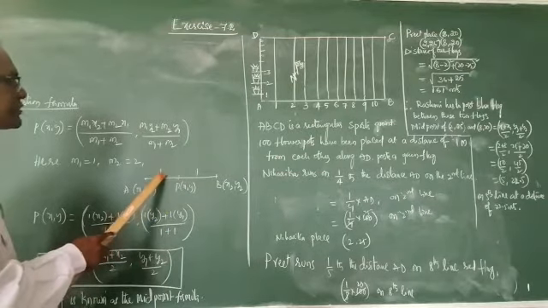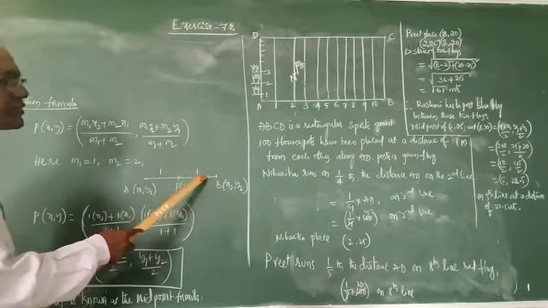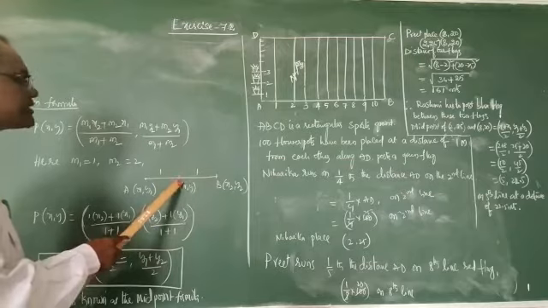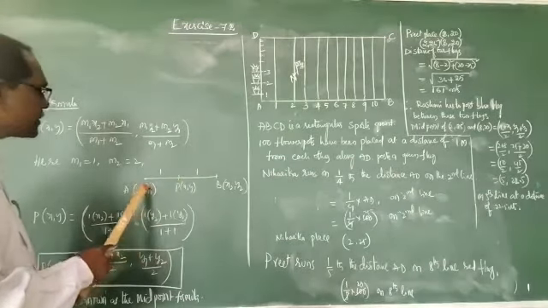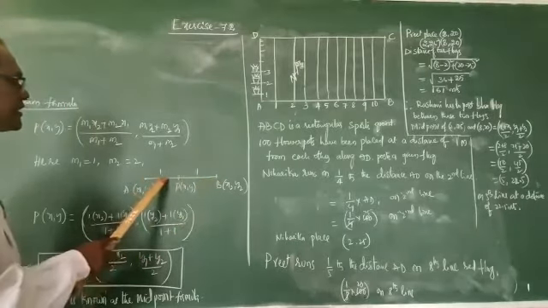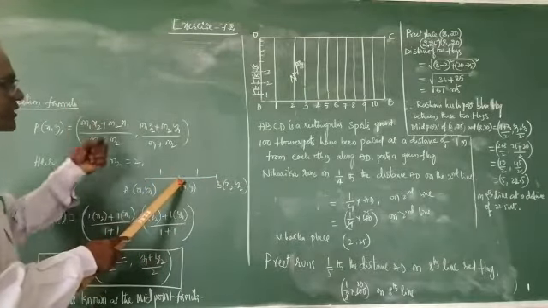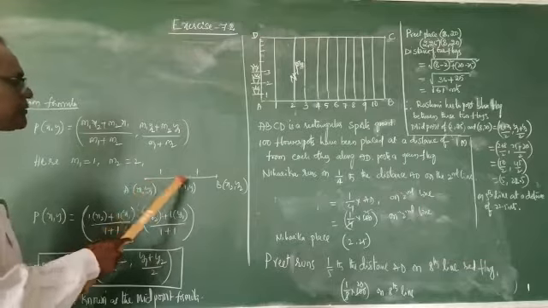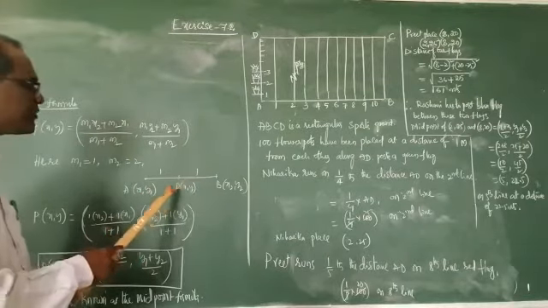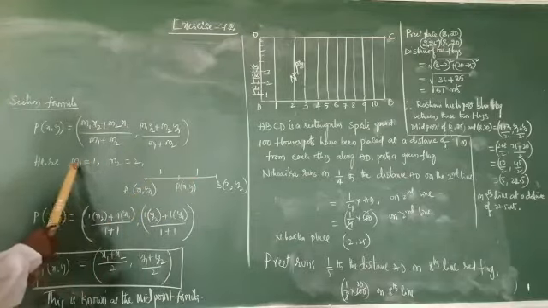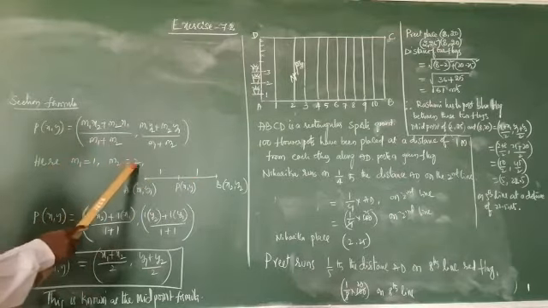Suppose the AP distance equals 1 meter and the PB distance equals 1 meter. That's why P is the dividing point, and P is the midpoint of AB. In the section formula, I said P divides the line segment AB in the ratio m1 is to m2. Instead of m1 and m2, now m1 equals 1 and m2 equals 1.